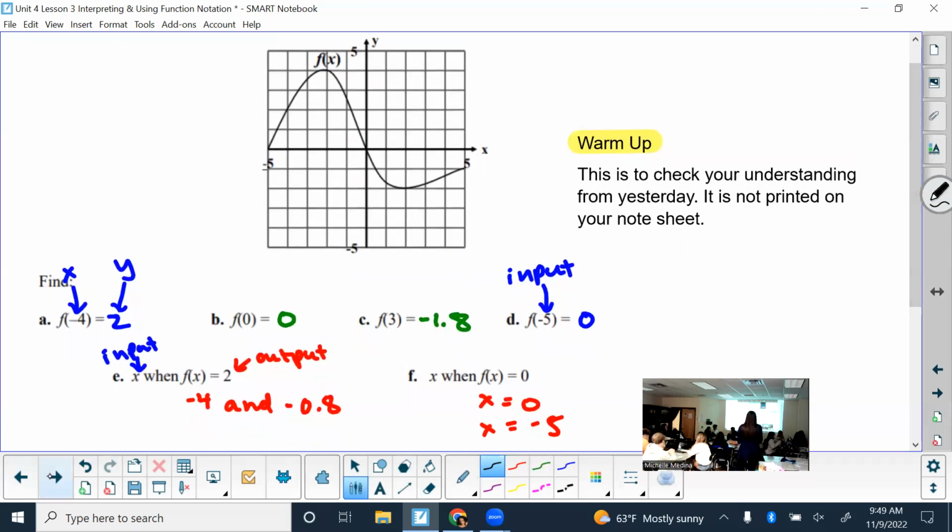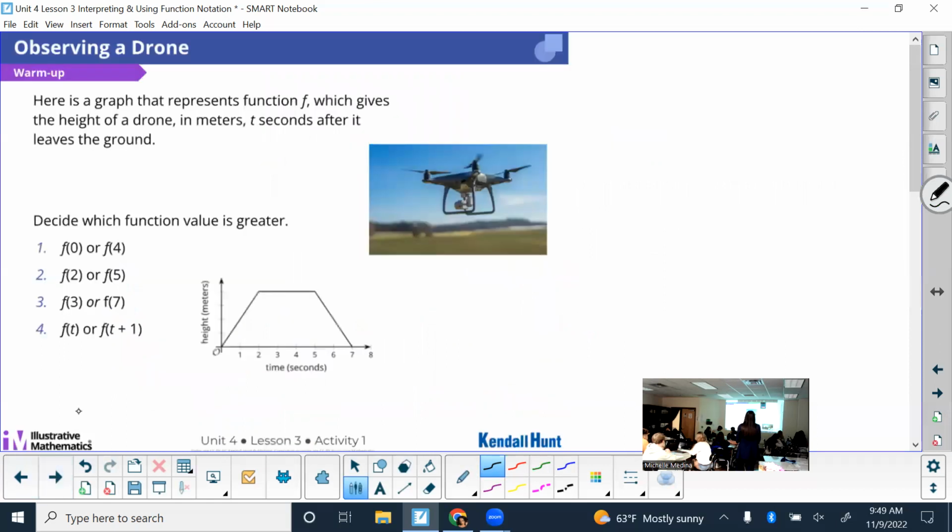All right, this one was an extra warm up to check our understanding from yesterday while it was gone. Now here's for lesson 3, a similar warm up. We have a graph that represents function f, which gives the height of a drone in meters after t seconds of leaving the ground. Decide which function value is greater. This also is not printed on your paper. You can put your answer either in the margin or on your whiteboard.